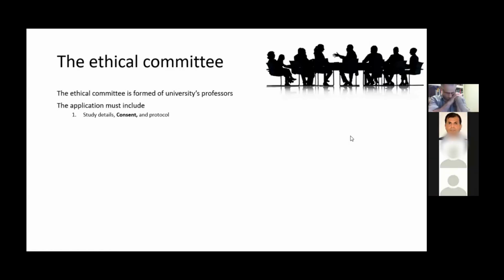in your application, plus the protocol. Who are the investigators? Who is the main investigator, and who is going to help him? Then, is there any funding or any sponsor? Which company are you going to use for the ankle arthroplasty? Are you going to receive any funding from that company, yes or no? That is very important to highlight in your application.